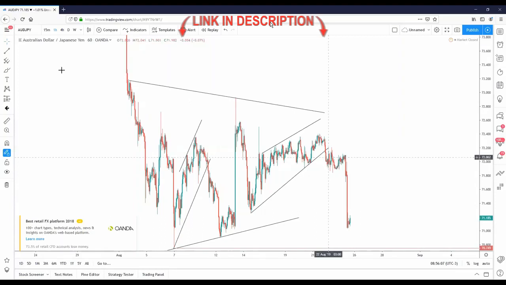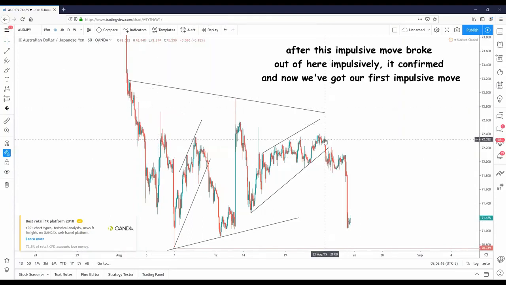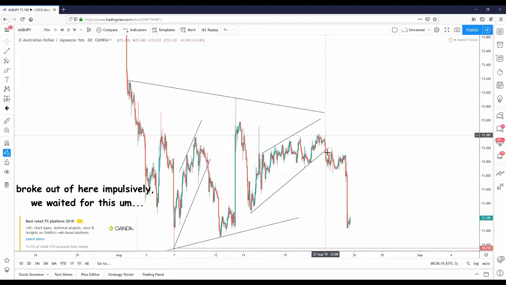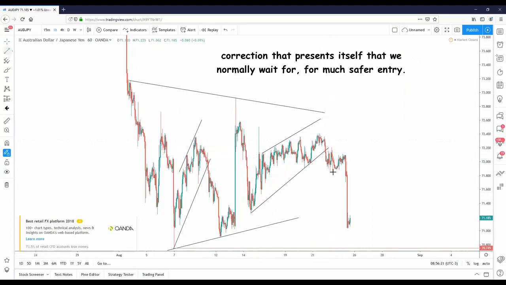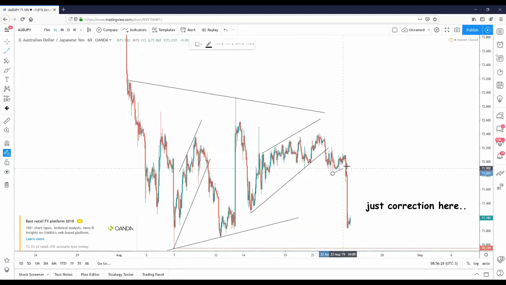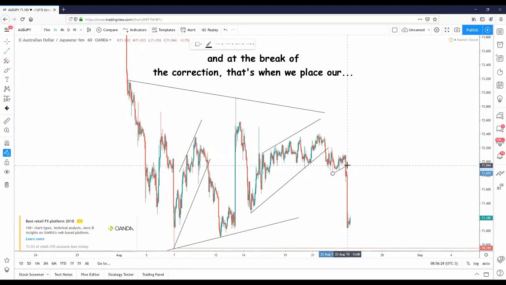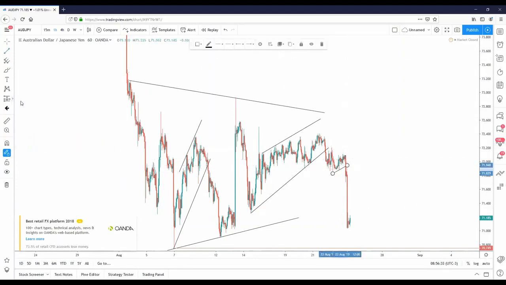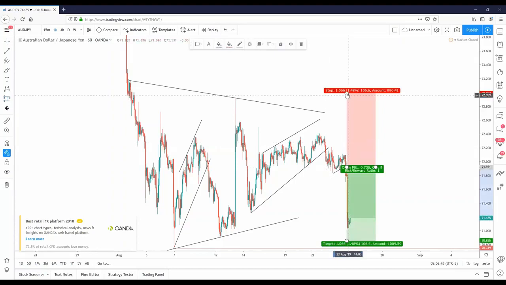So this is how we cut the trade in the premium team. After this impulsive move broke out of here impulsively, it confirmed, and now we've got our first impulsive move. It broke out of here impulsively. We waited for this correction that presents itself, that we normally wait for as a much safer entry. This correction here, and at the break of the correction, that's when we place our entries, and have a very tiny stop loss. At the break, that's where we place our entries.